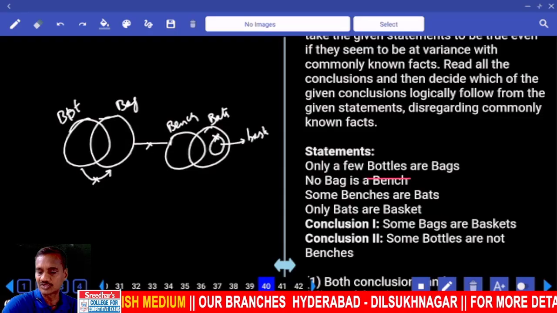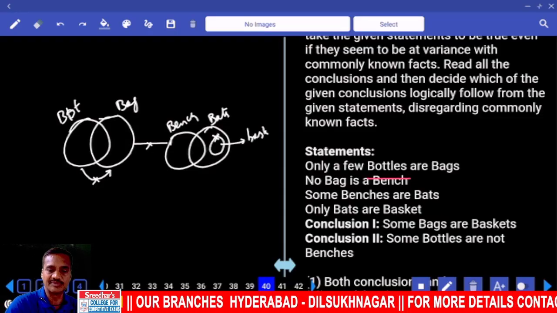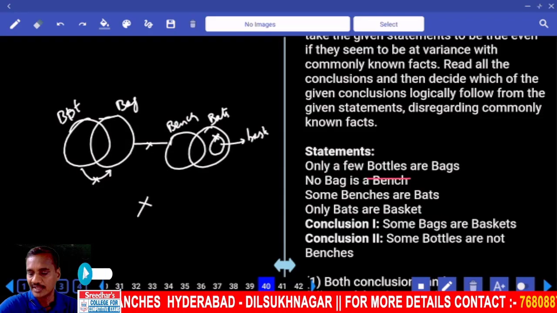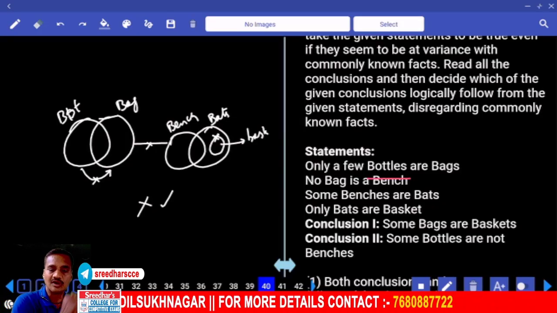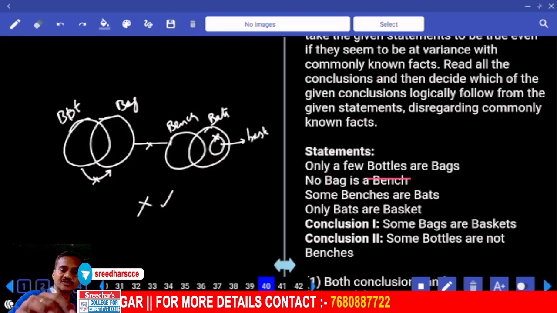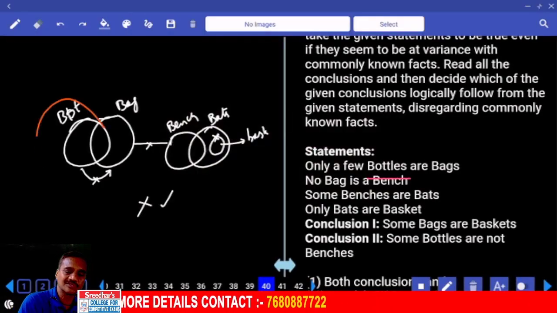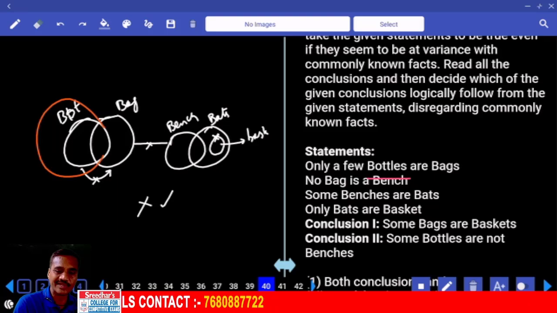Then coming to first conclusion. Some bags are basket. Bag is here, basket is here. Some bottles are not benches, that is true. To make this one, all bottles are benches. Is it possible to bring all bottles or benches like this? No. And if you write bench like this, no bag is bench will become false. Alternate diagram cannot be drawn. And this will be true forever.